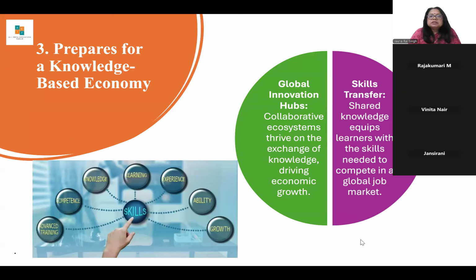Economic growth, how is it promoted? It is promoted by the collaborative ecosystem and exchange of knowledge. Talking about skill transfer, why is acquiring skills important? A student who is a skilled person is able to compete in the global job market.